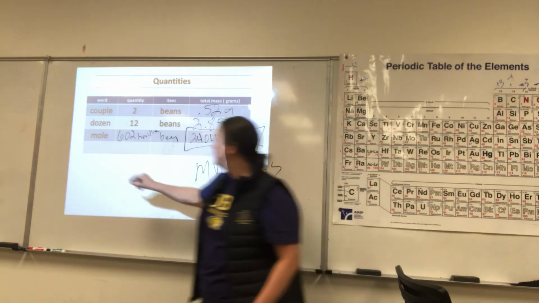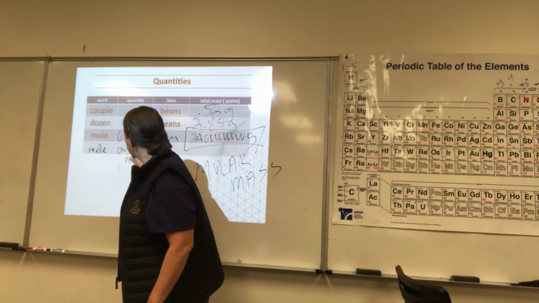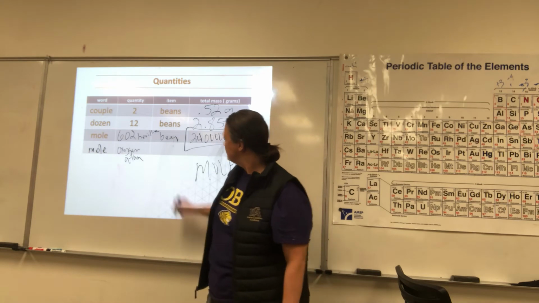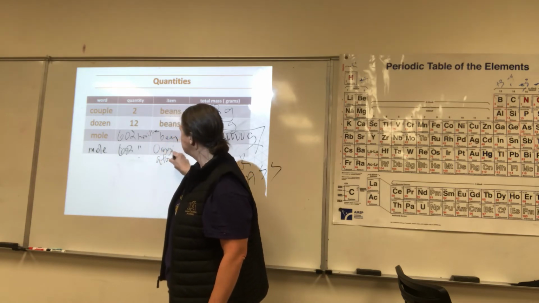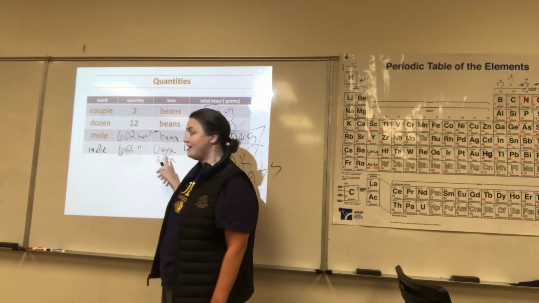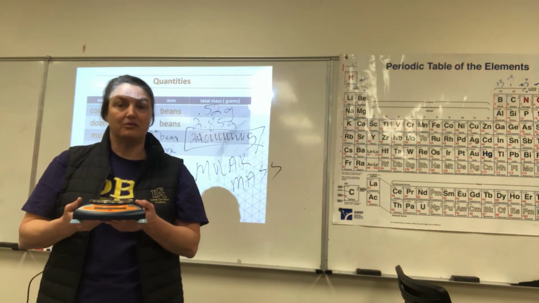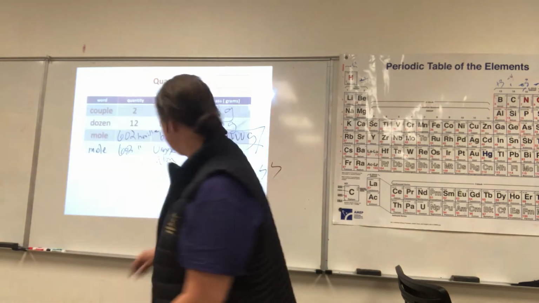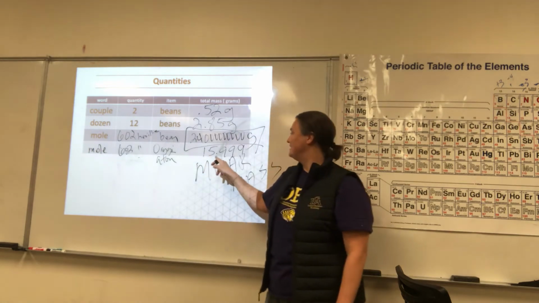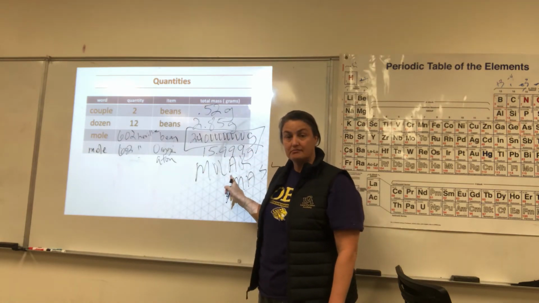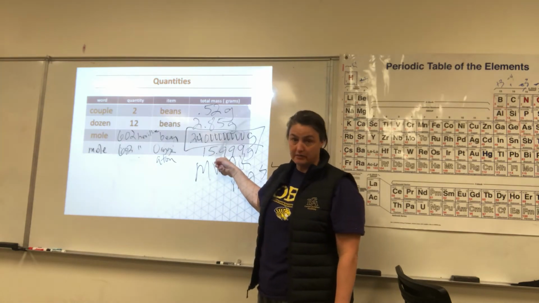If I took a mole of oxygen atoms, 602 hexillion oxygen atoms, and I put them on a balance like this, it would give me a reading. And that reading would be 15.999 grams, and that would be the molar mass of oxygen atoms. This number right here might look familiar to you.